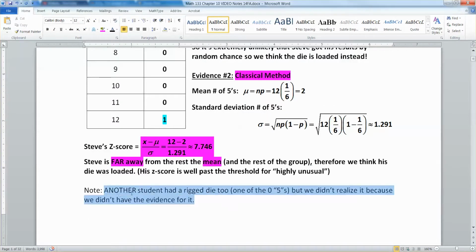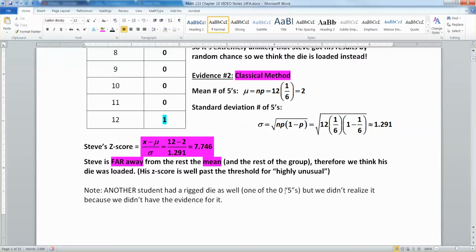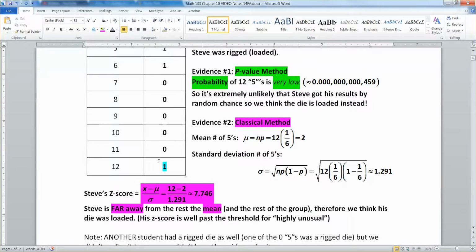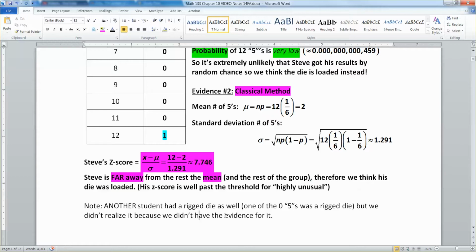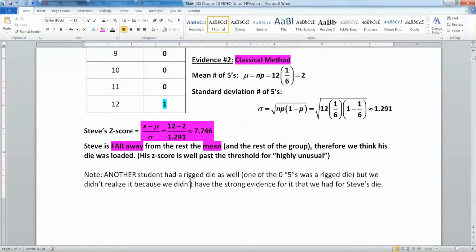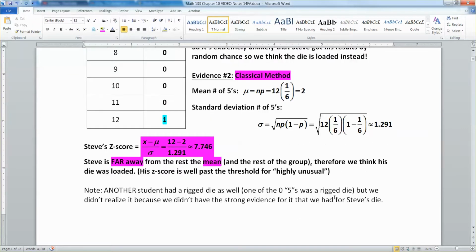There, I just added that piece as a little note down here. So we had another student who had a rigged die as well. One of the 0-5s was a rigged die. But we didn't realize it looking at the evidence, or looking at the table here, because we didn't have strong evidence for it like we had for Steve and his die. All right, so I'll refer back to that as well in a later example. So keep that part in mind.